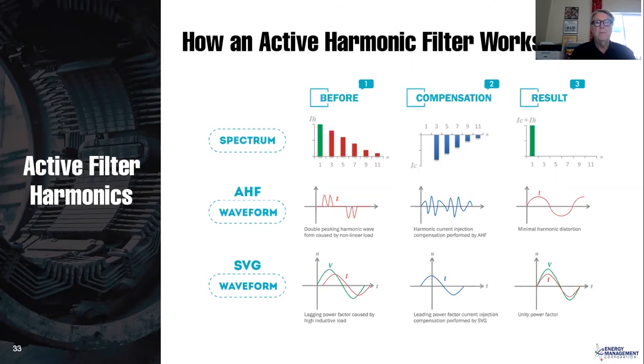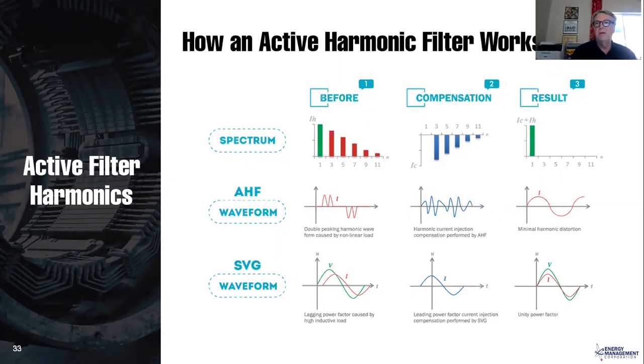So up on top, you can see on the left before, there's our harmonic spectrum. We've colored the fundamental green, and that's the good harmonic, and then all the reds are the bad ones. In number 2, we use the active filter to create noise that will cancel those harmonics by making the currents 180 degrees out of phase with the harmonics.